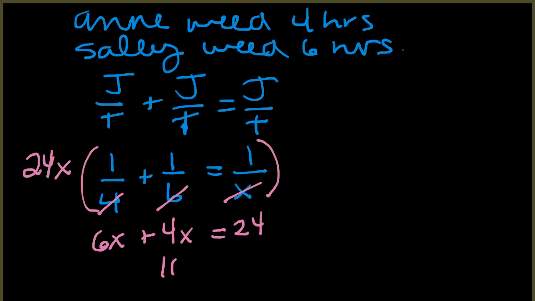So add them together, I get 10x equals 24. Divide both sides by 10. What's left is x equals 2 4/10, which reduces to 2 2/5. And that's 2 2/5 hours. Okay? It will take them together 2 2/5 hours.